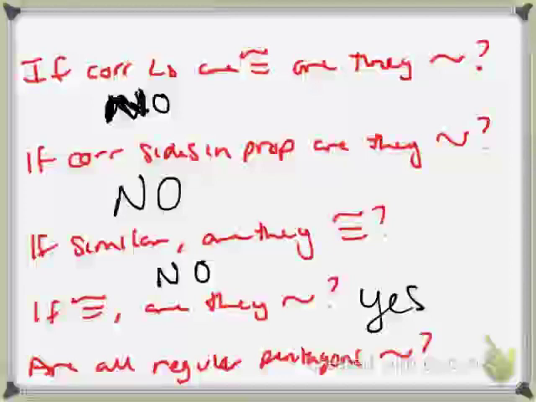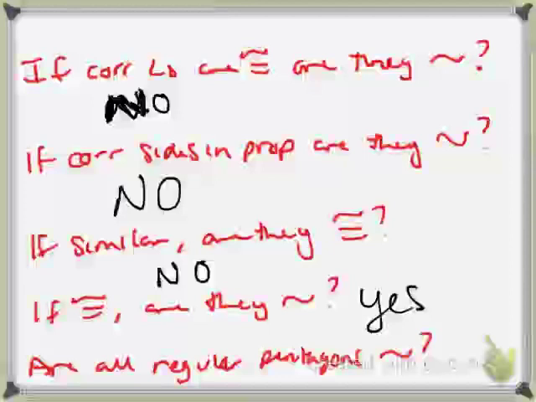What's regular mean? Congruent sides and congruent angles. In a regular figure, all of the angles will be congruent and all of the sides will be congruent. So if we're talking about a 4-sided regular figure, that would be a square. All the angles are 90, all the sides are the same size. So regular means all the angles are the same, all the sides are the same.